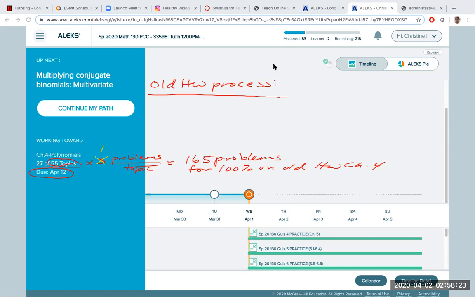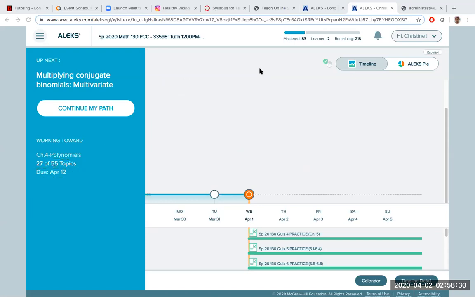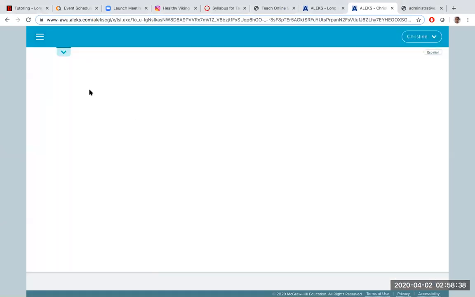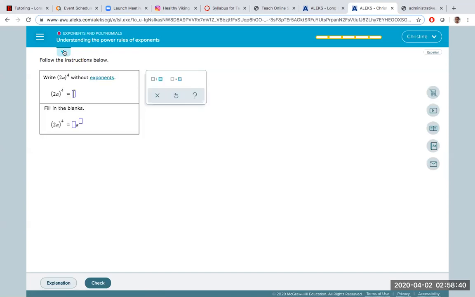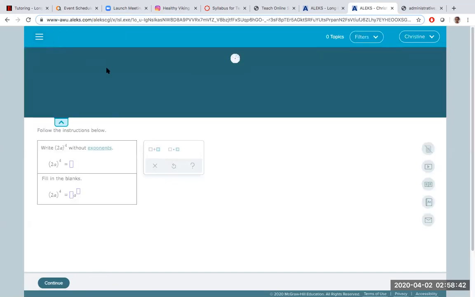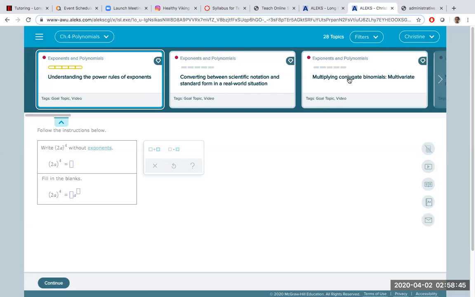Okay. All right, so let me go ahead and clear this out. Okay, so before when you were doing your homework, you'd click continue my path, and then you would look for your goal topics on the top. Okay, so any one of these here. But we're going to get rid of that now. Okay, so you can still use that as a reference if you need some extra assistance with some topics, but where you're going to go now.